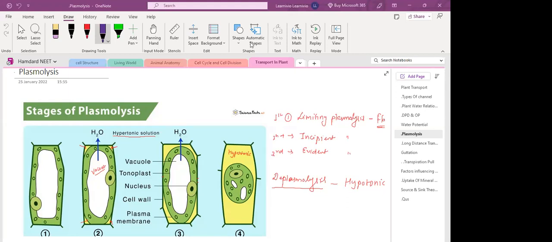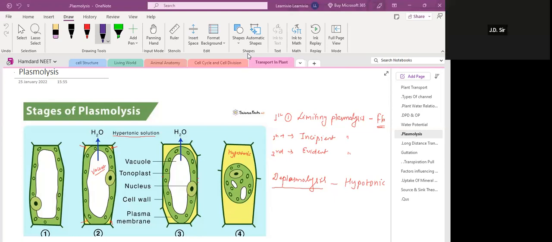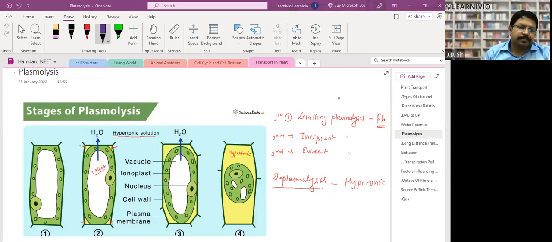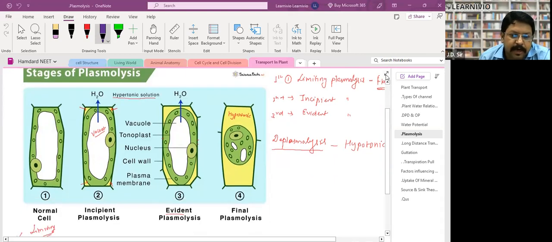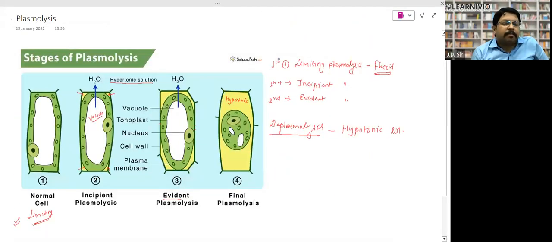So let's start. In the last class, we did these kinds of plasmolysis, and a number of times questions have been asked from plasmolysis, right? In plasmolysis, water comes out of the cell. When we keep a cell in a higher concentration, plasmolysis takes place. Water comes out of the cell, and this is called plasmolysis.